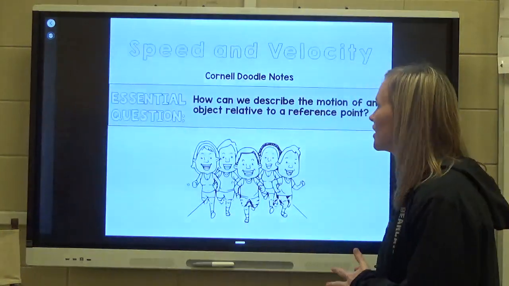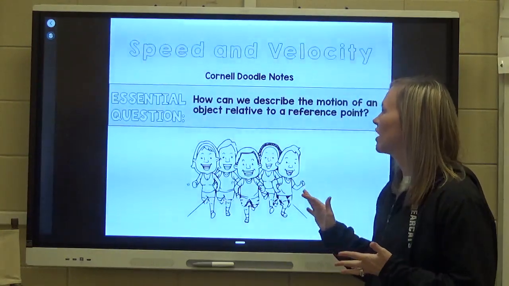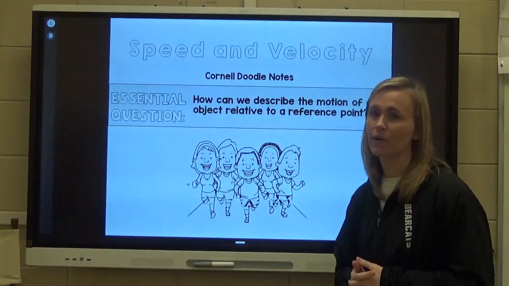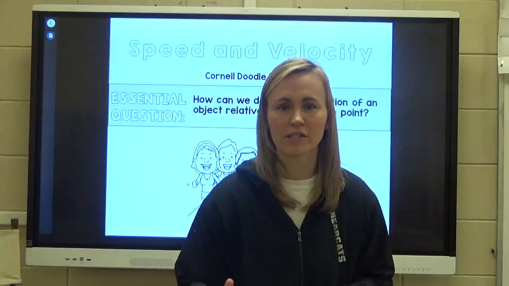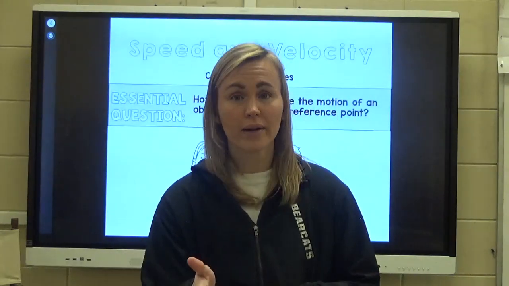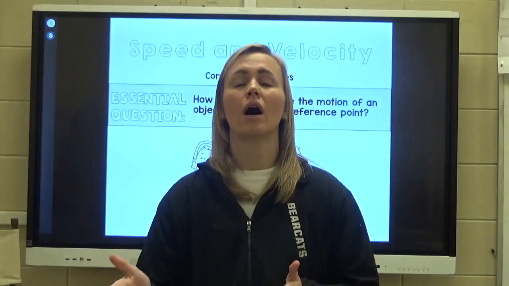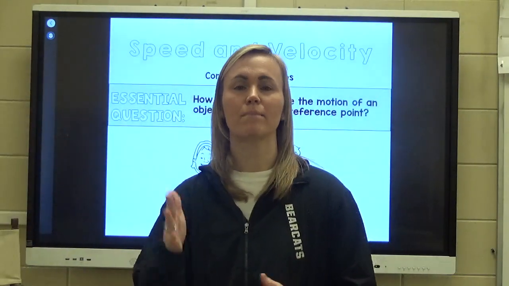So, speed and velocity. An essential question: How can we describe the motion of an object relative to a reference point? Now remember, reference points are going to be very important. A reference point is a point of reference, so you can describe where something is located based on that.